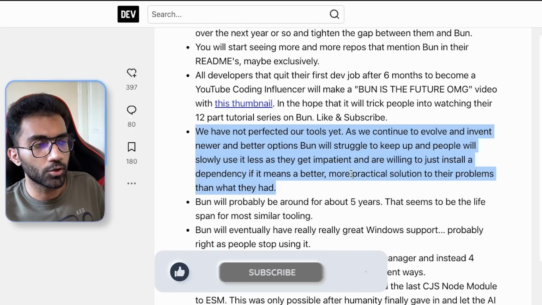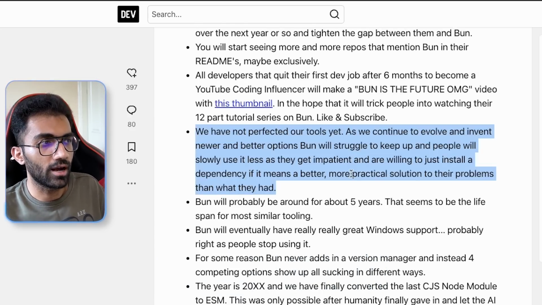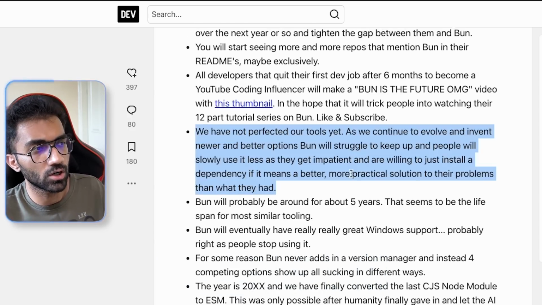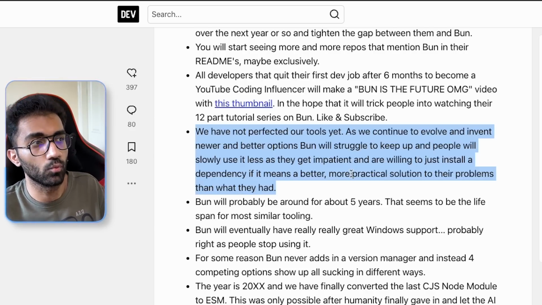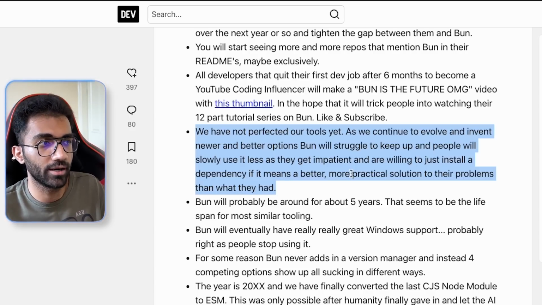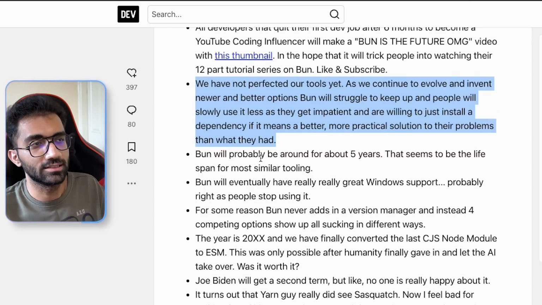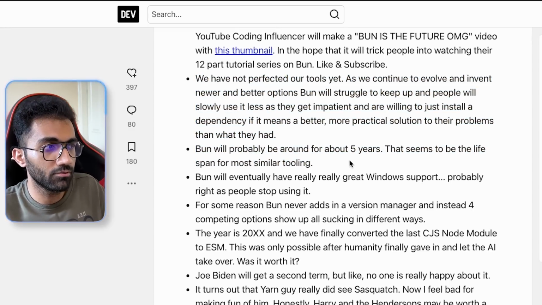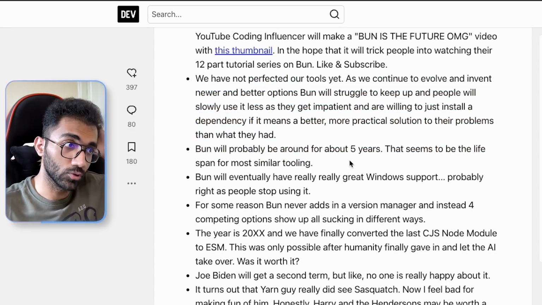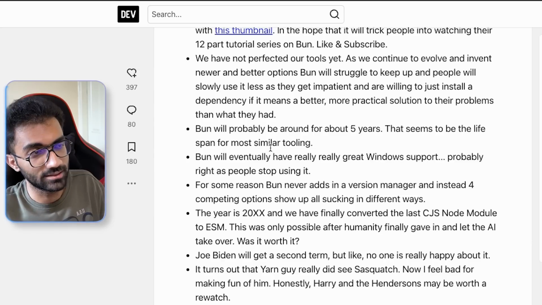We have not perfected our tools yet. As we continue to evolve and invent newer and better options, Bun will struggle to keep up, and people slowly will use it less as they get impatient and are willing to just install a dependency if it means a better, more practical solution. Okay, let's see. I'm not sure if I agree or disagree. Bun will probably be around for about 5 years. That seems to be the lifespan of most similar tooling. I don't agree, but let's see how this turns out to be.